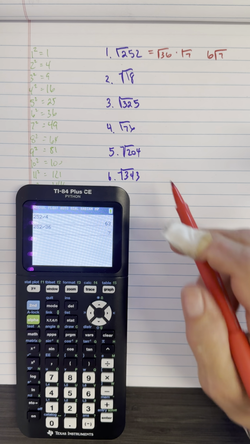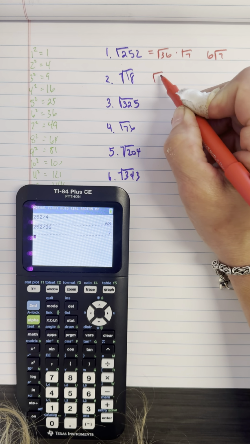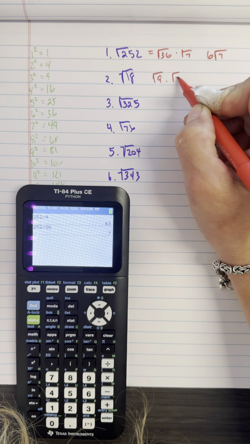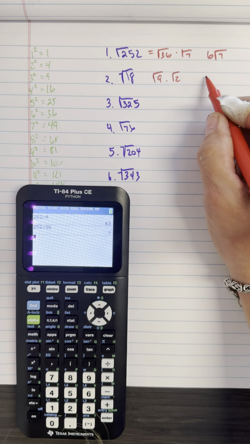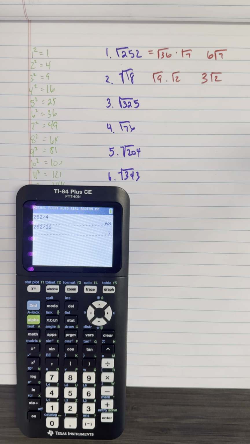18. The perfect square in 18, of course, is 9. So the square root of 9 times the square root of 2. And the square root of 9 is 3, so 3 on the square root of 2, because you can't take the square root of 2.